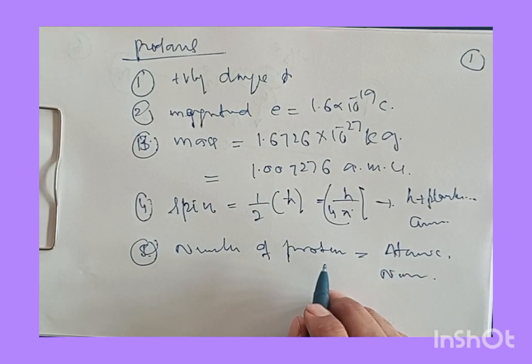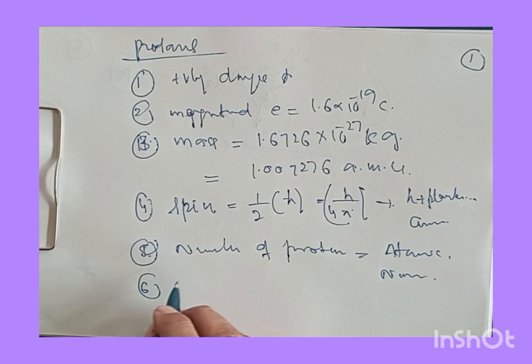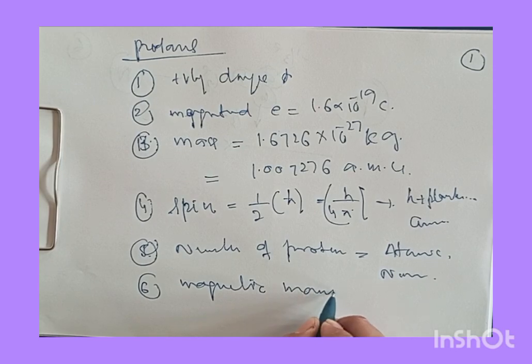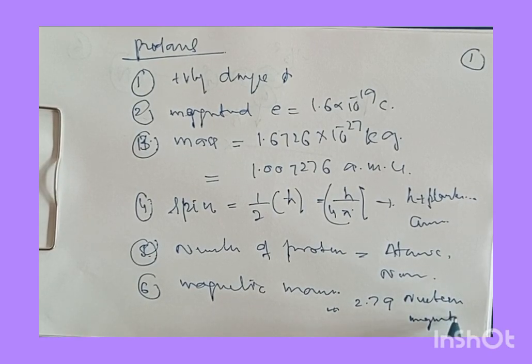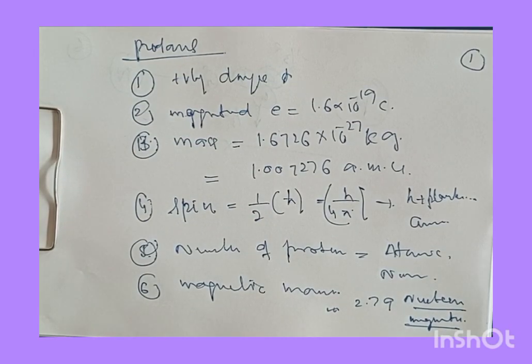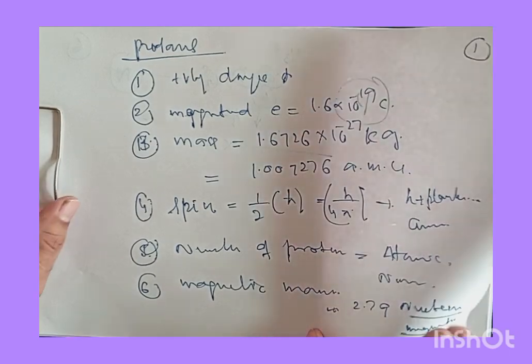of the atom, and this proton has a magnetic moment. This magnetic moment is calculated experimentally, and its value is nearly 2.79 nuclear magneton. In atoms we have Bohr magneton, but here we have nuclear magneton. So these are some of the fundamental properties of these protons.